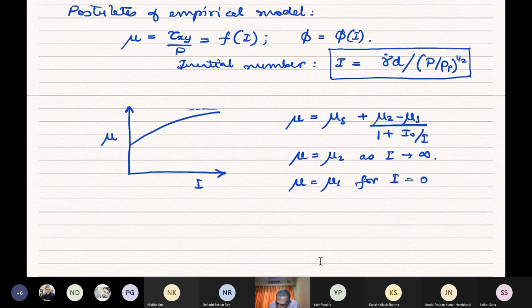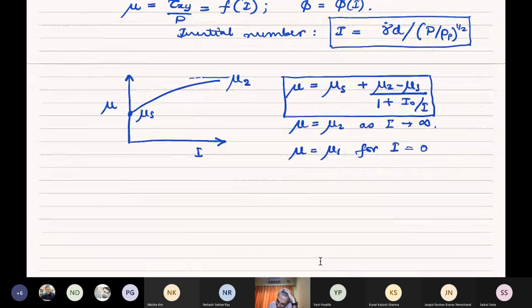So, if I have to draw this, then here this is mu2, and this one is mu s. So this is what the curve looks like. And this is an empirical expression. So it's not based on any theory, or on some principles, but just based on whatever data they were able to collect, they could get this. And you can see that the I0 is the third parameter.